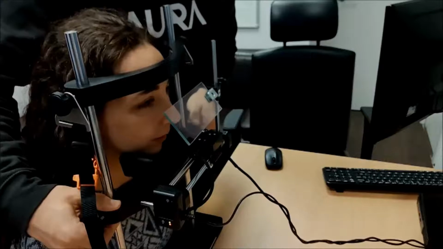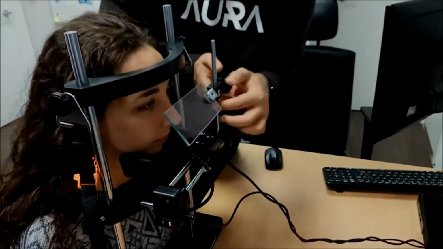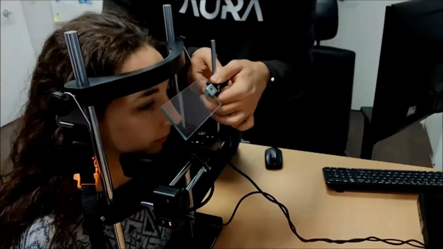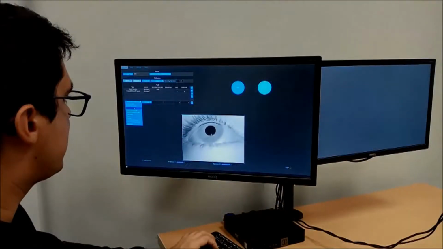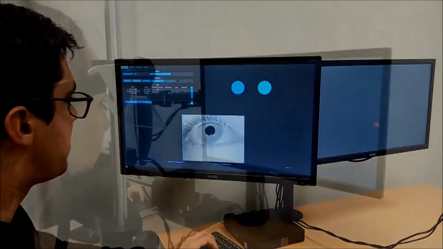OSCANN is an easy-to-use device. It only takes a few quick adjustments to place the patient and start capturing data. Depending on the pathology, a specialist can configure which test has to be performed.